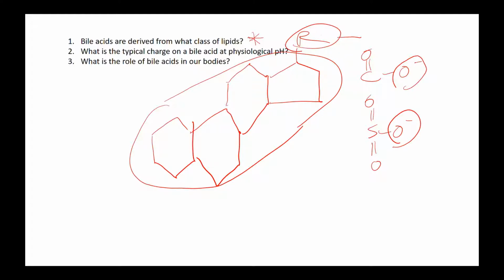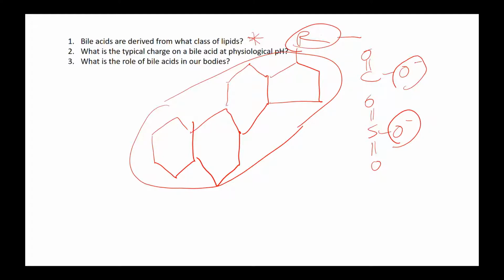The second role I would accept here is that bile acids are a way for our body to excrete cholesterol. Our liver takes cholesterol and metabolizes it into bile acids. So it's one of the ways our body has of removing cholesterol. I'd accept that as well as an answer. All right, so let's go on to our second slide.